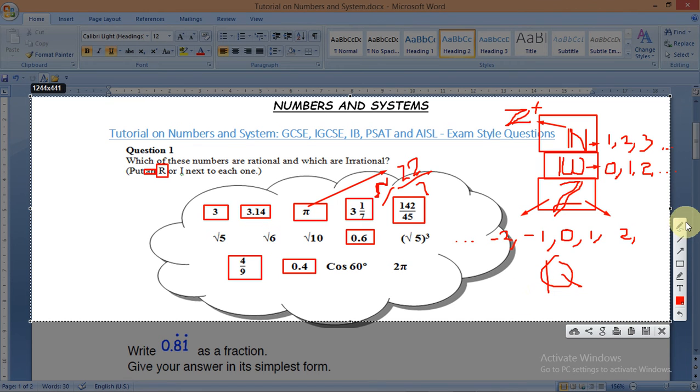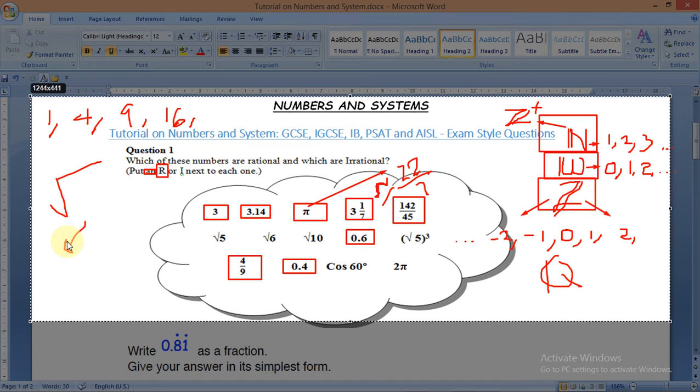1 times 1 is 1, so 1 is a perfect square. 2 times 2 is 4, 4 is a perfect square. 3 times 3 is 9, 9 is a perfect square. 4 times 4 is 16, a perfect square. Guys, you can generate infinite perfect squares like that. So anytime you have any number that is not a perfect square under a square root, that type of number is what we call surds.